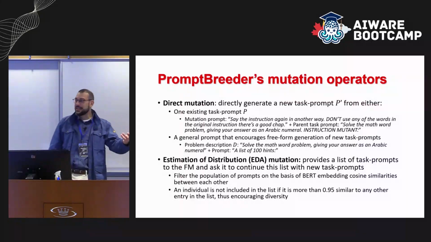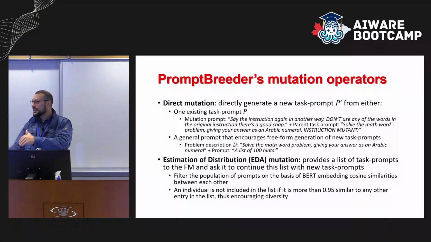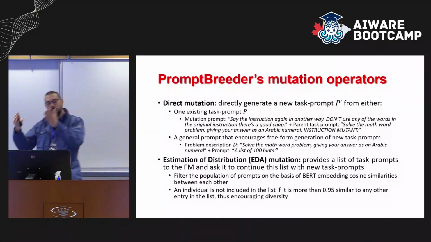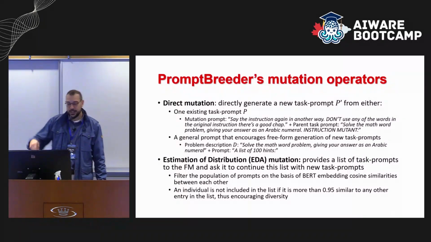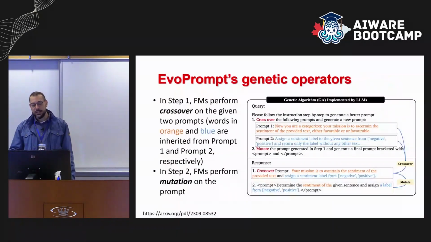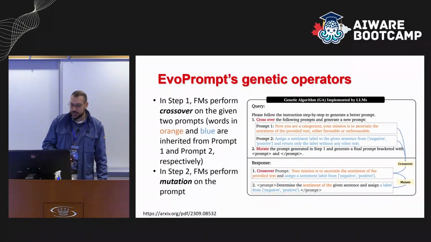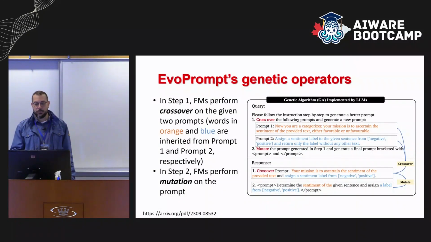That will generate a new prompt that is different from the previous one, and you use the new prompt and check its performance again. And that goes over and over in a genetic algorithm type of thing. There is this EvoPrompt that also proposed some genetic operators to modify the prompts, very similar to what Prompt Breeder did.